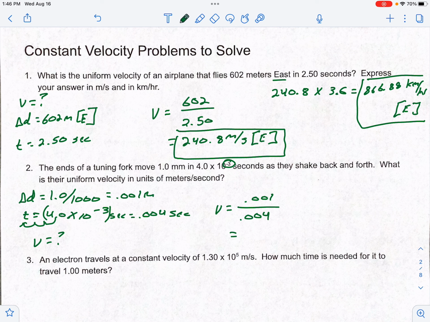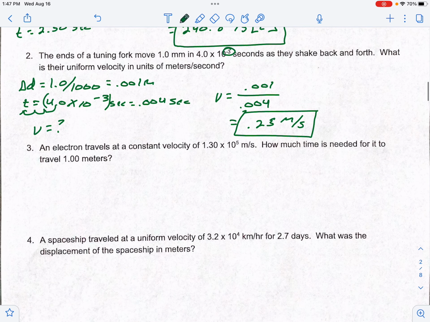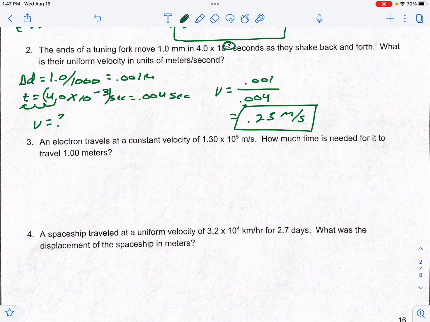And that's going to equal 0.25 meters per second. And we did not mention direction at all, so we don't have to worry about adding anything there. Number 3, an electron travels at a constant velocity of 1.30 times 10 to the 5th meters per second. So that is my velocity. I'm going to go ahead and keep it in that form. You can convert it if you want to.